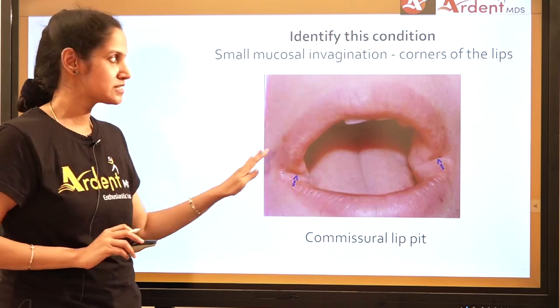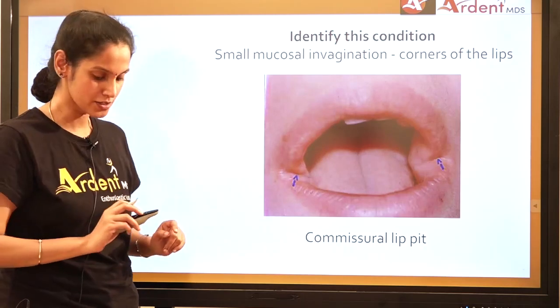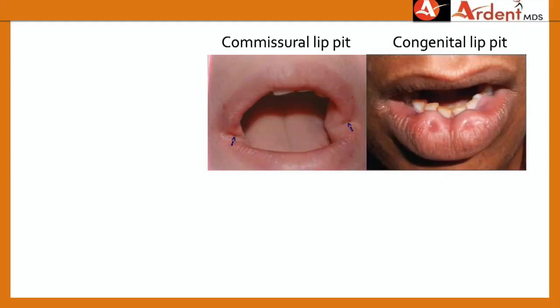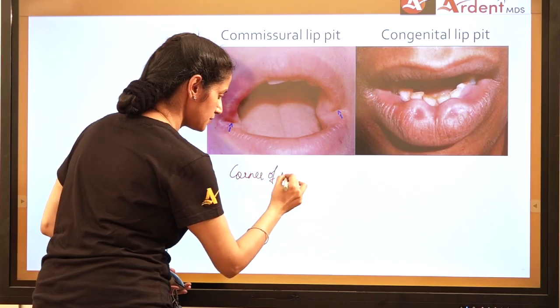Now, it's not just one type of lip pit. We have another condition called congenital lip pits. So, here the location is the corners of the mouth.